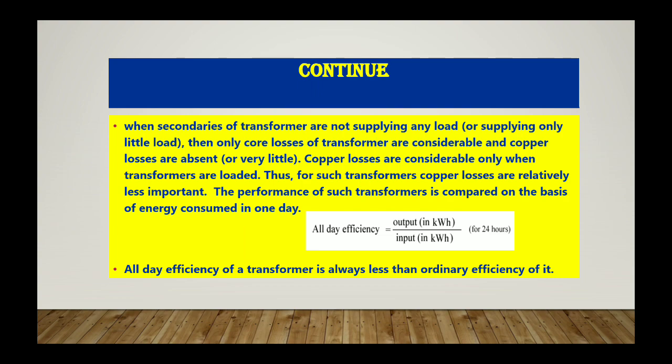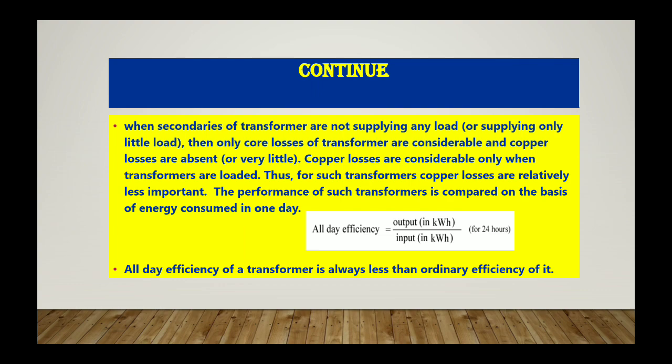So when the secondaries of the transformer are not supplying any load or supplying only little load, then only the core loss of the transformer is considerable. That means the constant loss, that is the iron loss, is considerable, and copper loss is absent or very little. And copper loss is considerable when the transformer is loaded. Thus, for such transformers, copper loss is relatively less important.